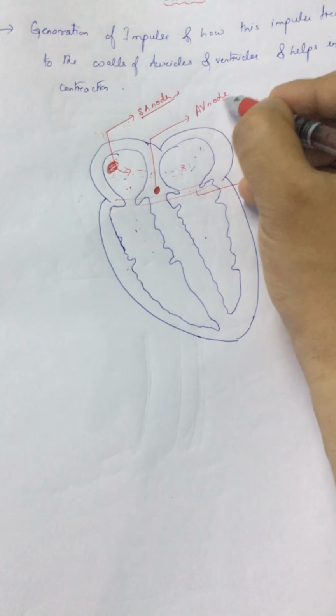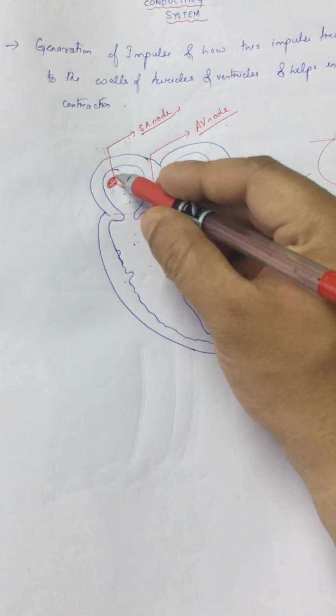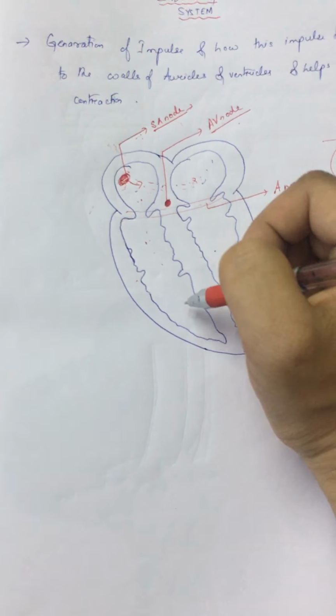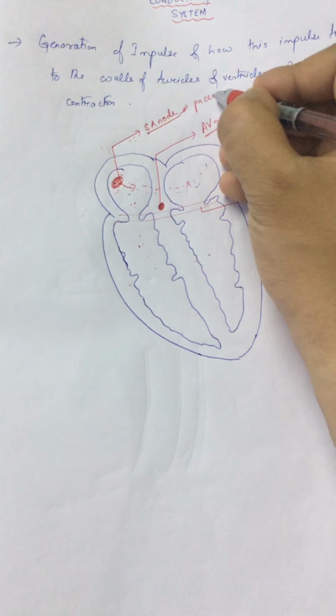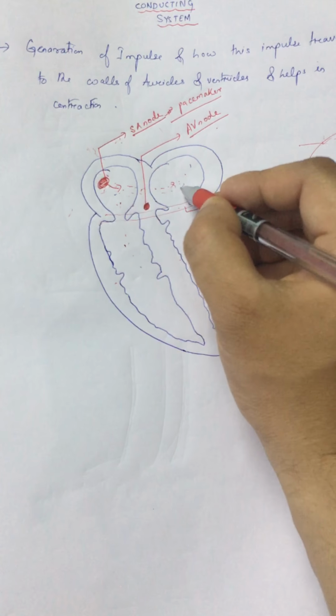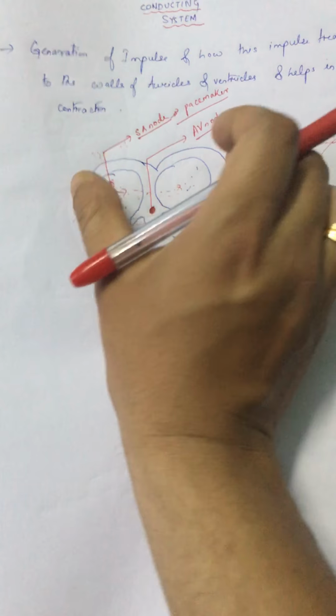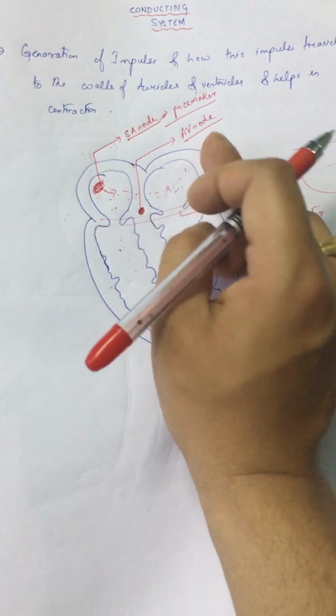This AV node will be transmitting the impulse which is received by the SA node to the ventricles. Our SA node is called the pacemaker of the heart, because it generates the impulse and transfers it to the auricles, and because of that impulse only the auricles are going to contract. After that, the impulse will be received by the AV node.